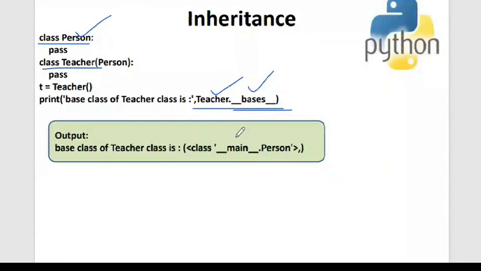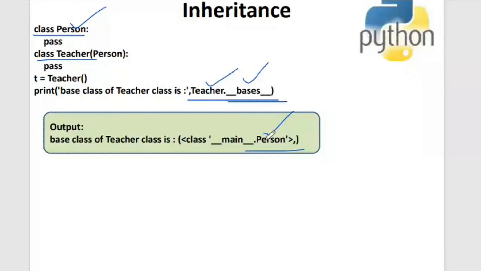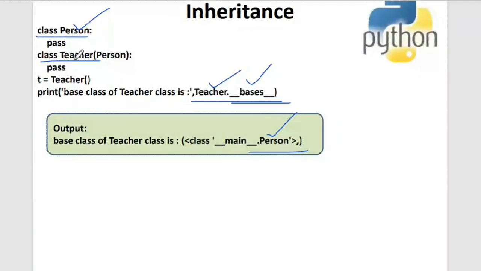So when I use this bases attribute, it prints that the base class of the Teacher class is Person. Okay, so it is showing you that. It will give the details of the superclass. So the superclass of Teacher is Person, and I'll be getting that detail.